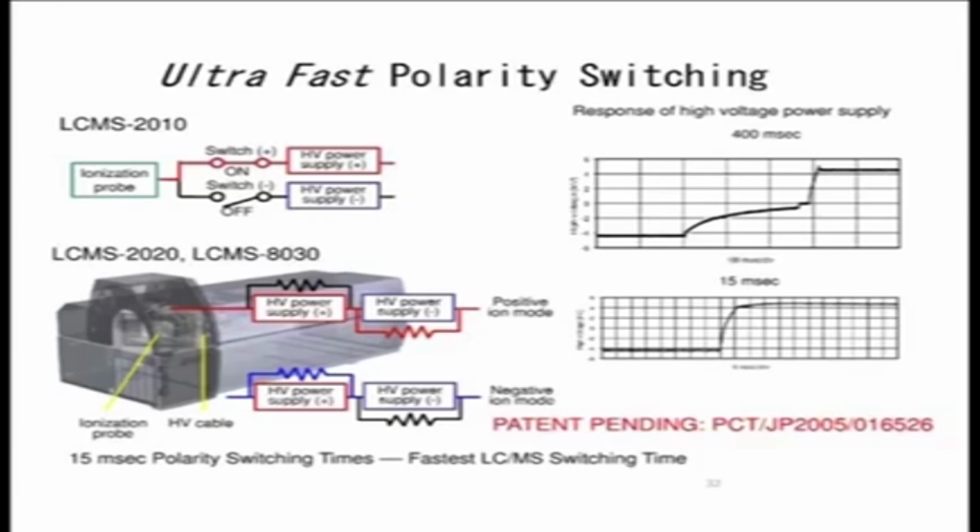If the polarity switching time is very slow, what happens? During the switching time, most of the ions get lost, and because of that the quality of the data gets reduced.